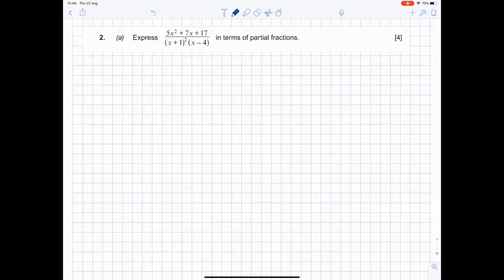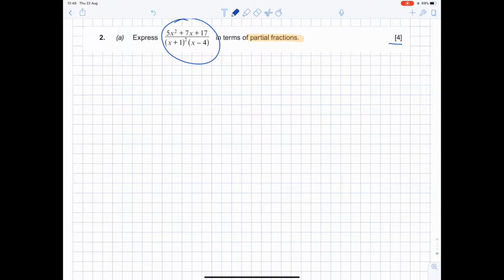In today's tutorial, we're going to be answering an A-level maths past paper question based on partial fractions. And if you're studying WJEC, this is now in the new spec, this would be unit 3 of the A2 course. So let's have a look at the question. So we've been asked to express this fraction in terms of partial fractions for 4 marks.